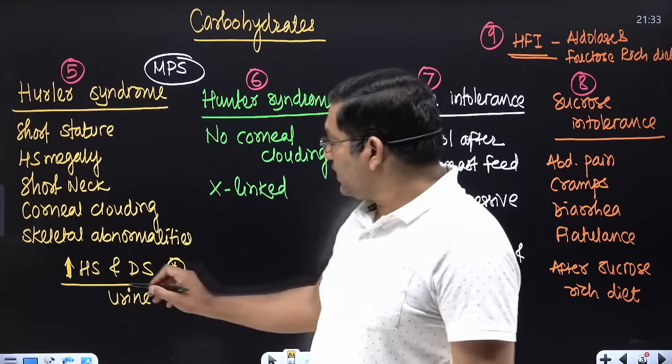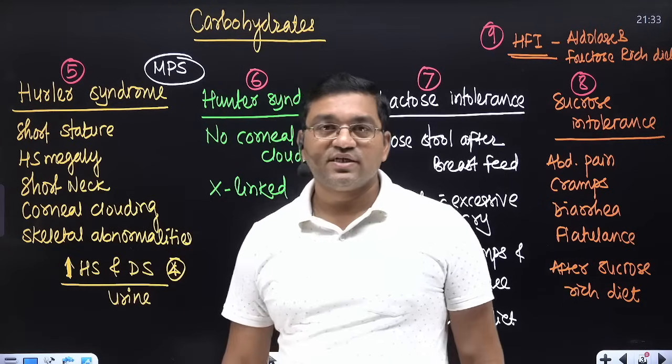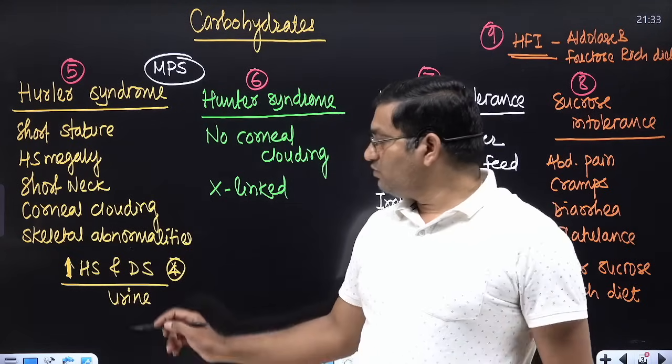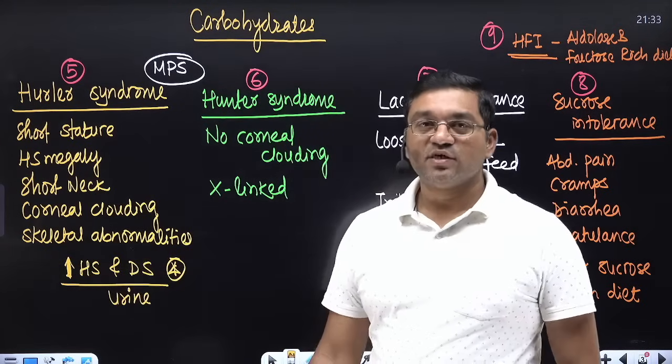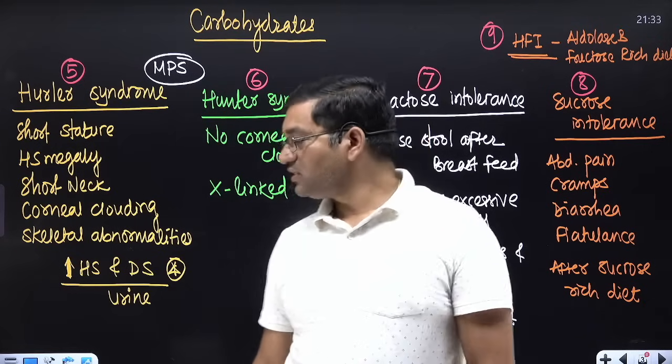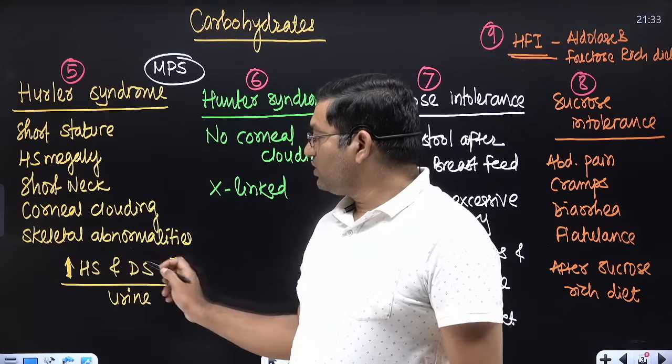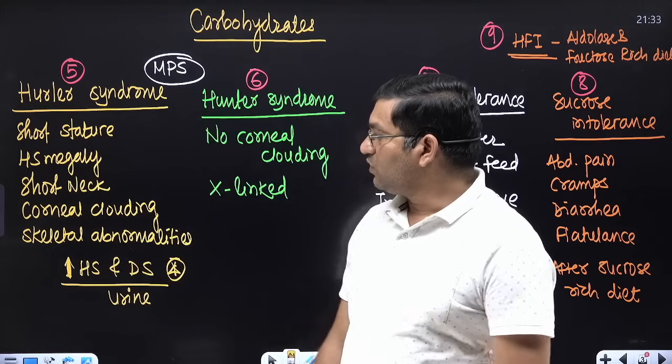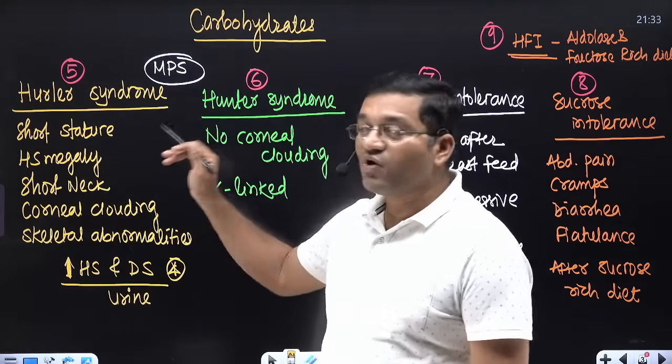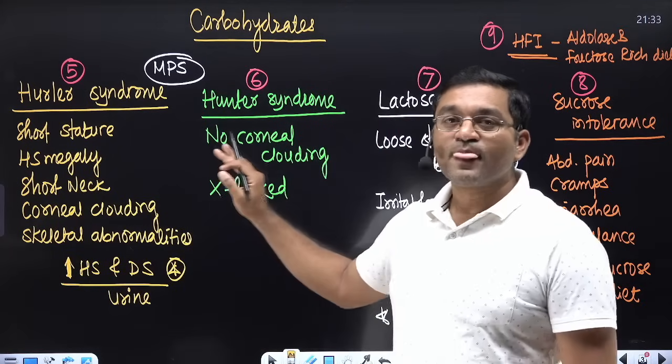Iduronidase. There is accumulation of heparan sulfate and dermatan sulfate. Iduronidase is involved in the degradation of heparan and dermatan sulfate. As there is a defect in the iduronidase, there is accumulation of these two glycosaminoglycans, and these are the different features. Now, how to differentiate between Hurler and Hunter?